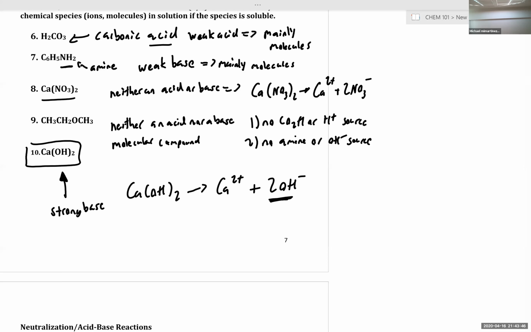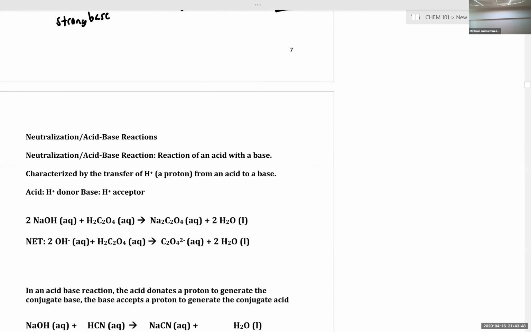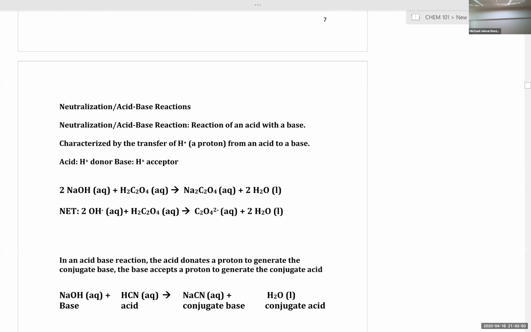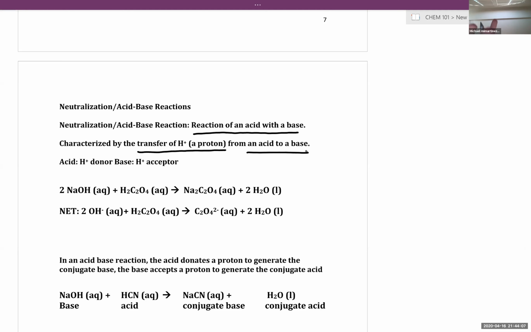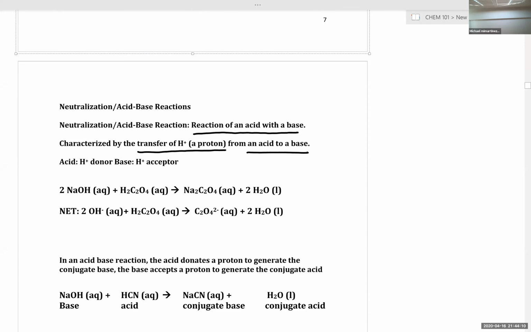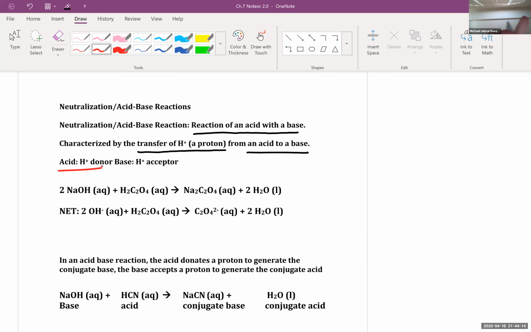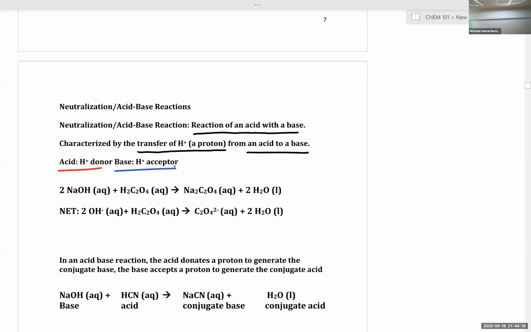Wonderful. Let's keep going and talk a little bit about neutralization and acid-base reactions. What is a neutralization or acid-base reaction? It's the reaction of an acid with a base. It's characterized by the transfer of H+, a proton, from an acid to the base. An acid is an H+ donor, and the base is the H+ acceptor.